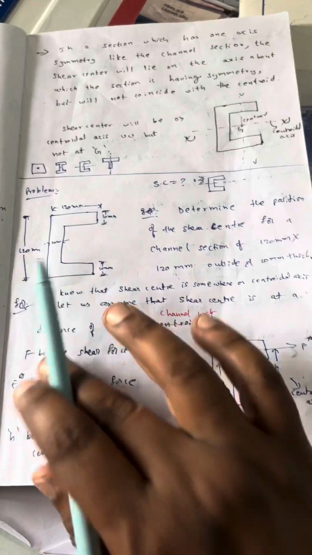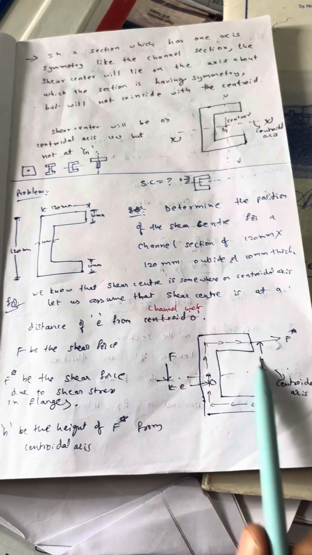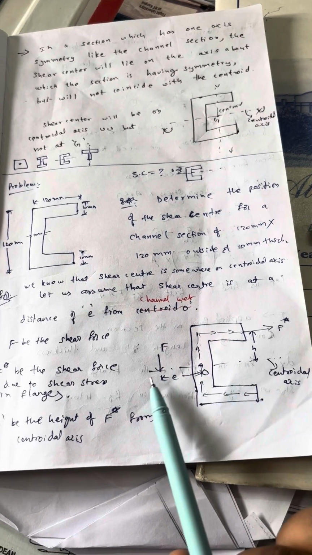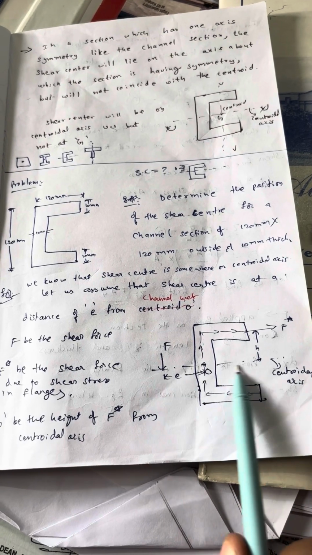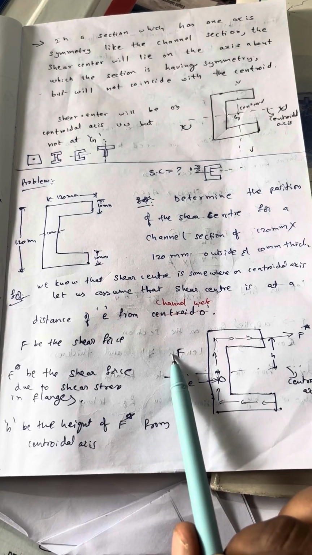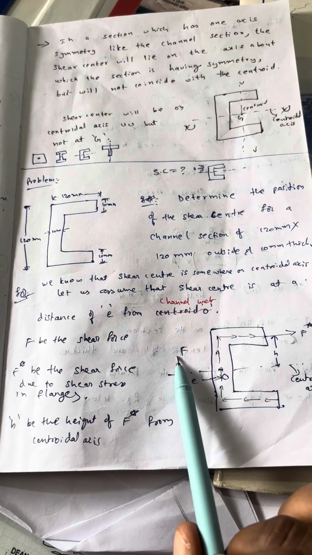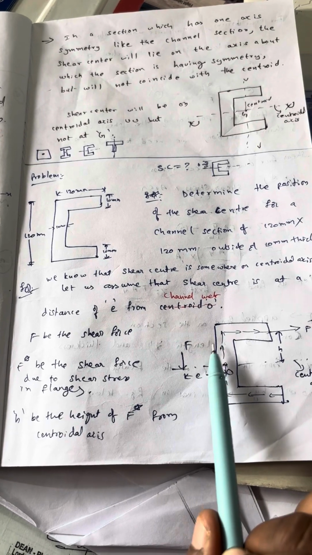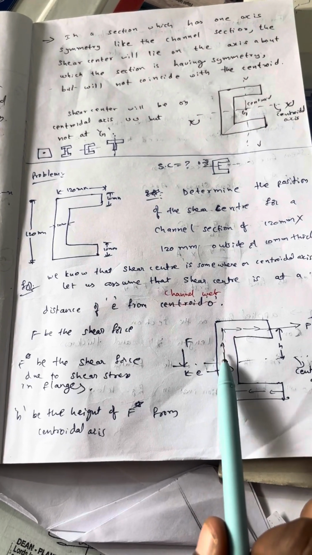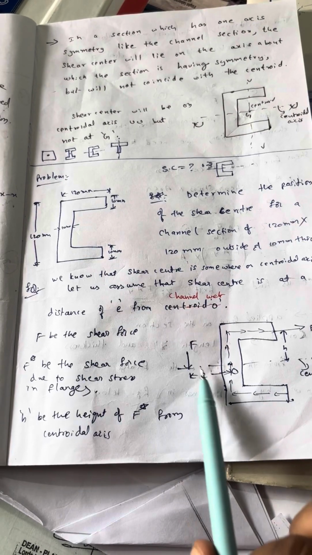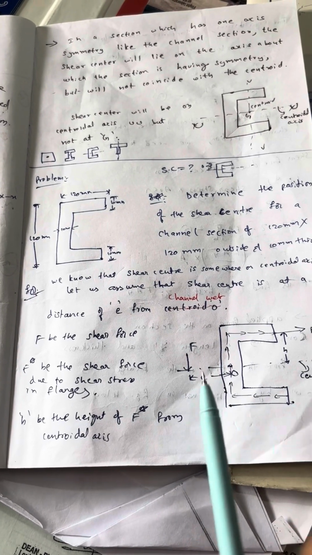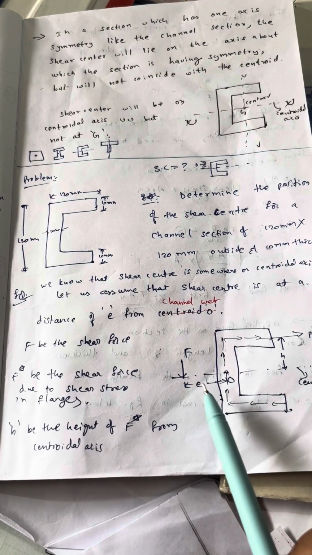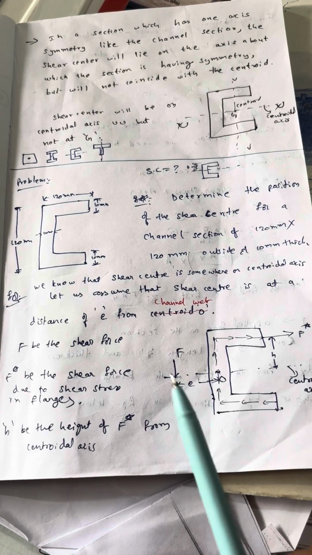We know the shear center is somewhere on the centroidal axis. Now if you see, this is the shear flow and this is the centroidal axis, because the centroid will be there. Let us assume the shear center is at a distance of E from this point O, which is exactly the center of this one. So this is E. If we find this E, then we have found the location of the shear center. Now this E we need to find.